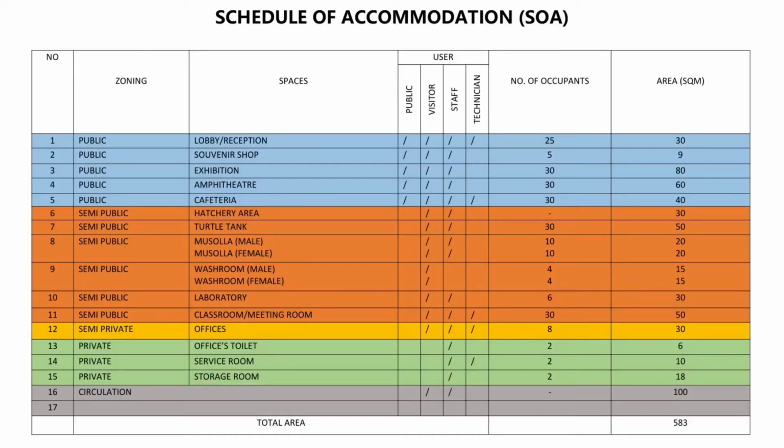This is the schedule of accommodation of the proposed rehabilitation center with 583 meters squared. I've divided my zoning to public, semi-public, semi-private and private by user-oriented zoning. The visitor here is referred to people that come for educational and research purpose.